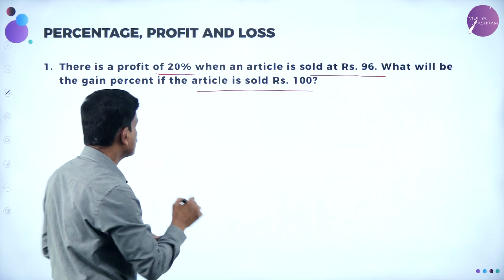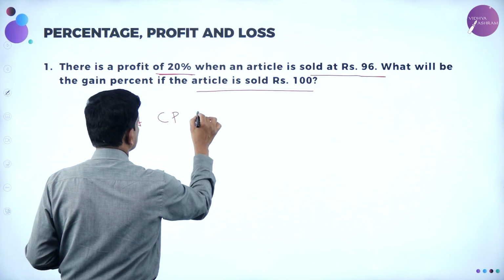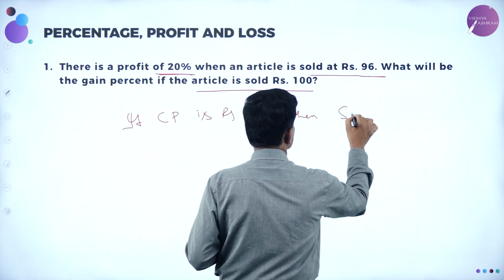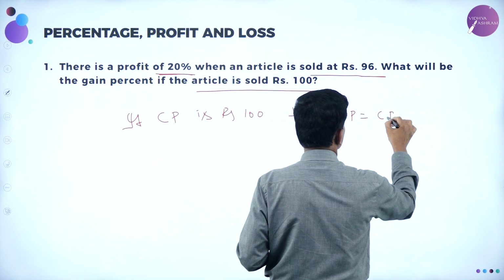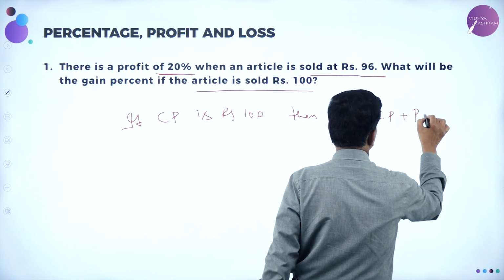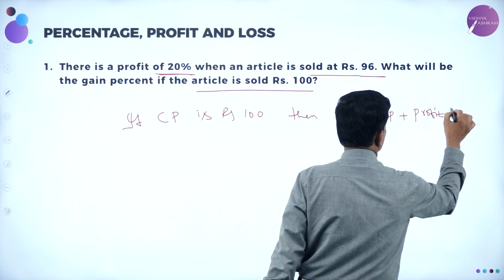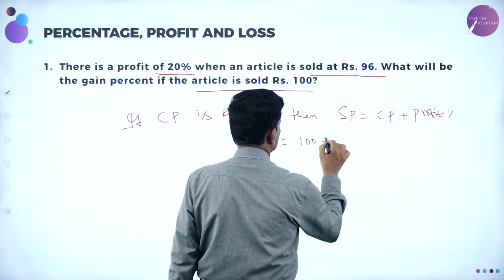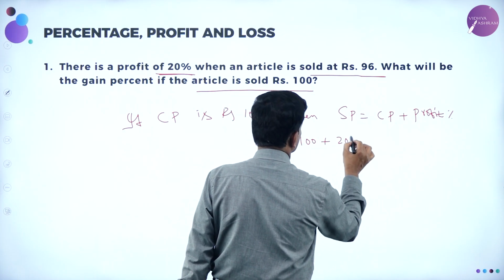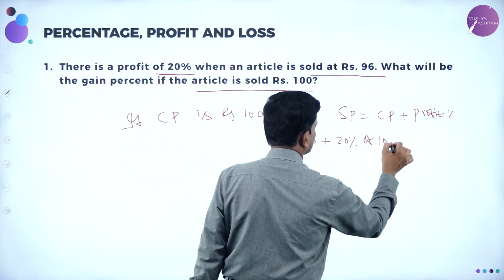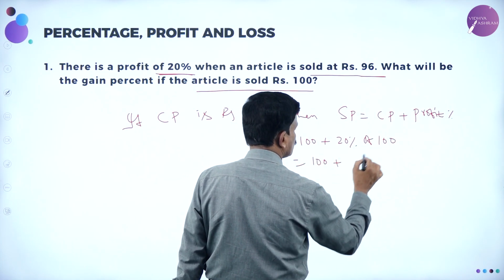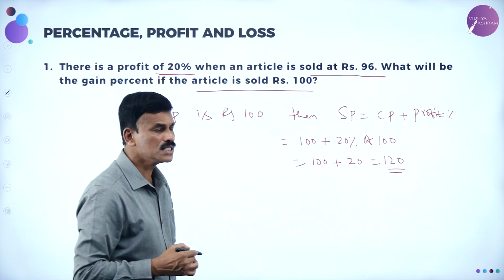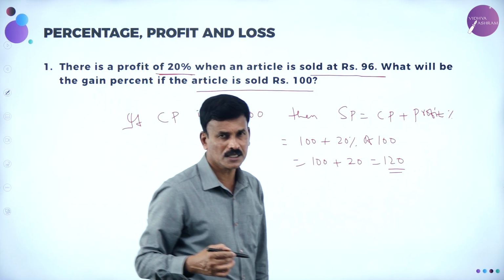Now, suppose the cost price CP is rupees 100. Then the selling price SP is equal to the cost price plus profit. What is the profit if the cost price is 100? Profit is 20% of 100, so the selling price is 100 plus 20% of 100, which is 100 plus 20, equal to 120. So the selling price is 120 when the cost price is rupees 100.